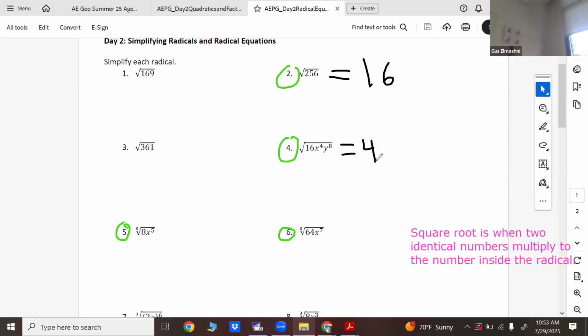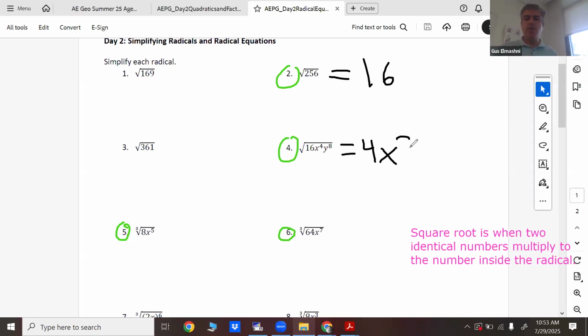What's x times x? x squared. What's x squared times x squared? x^6? No, x squared times x squared. When you multiply, you're not adding the x's. Actually, you're adding the exponents, but not the x's, right? So yeah, that'd be x squared.